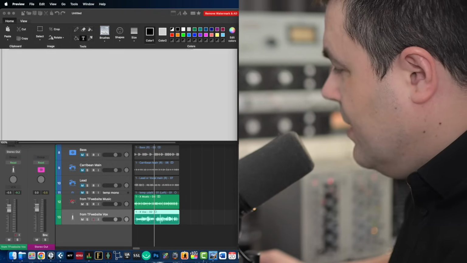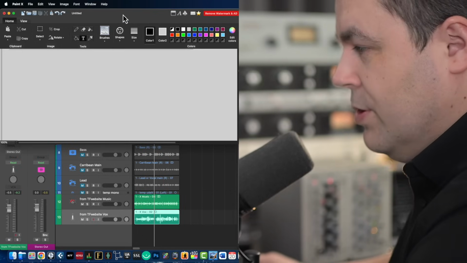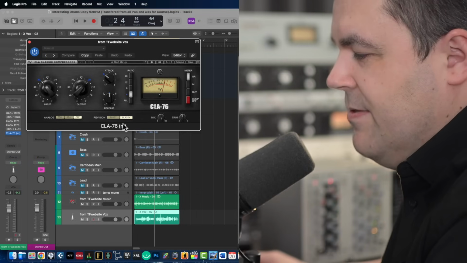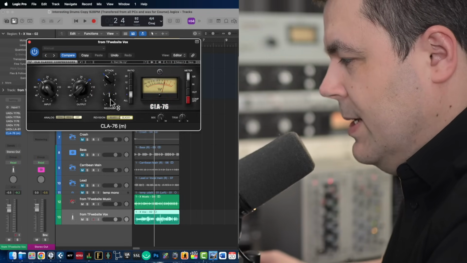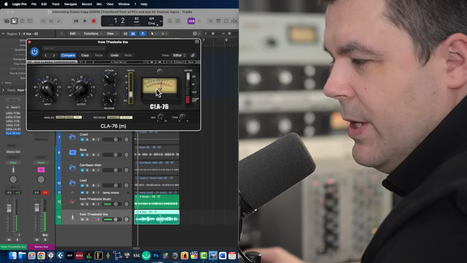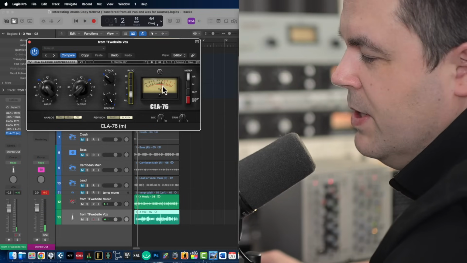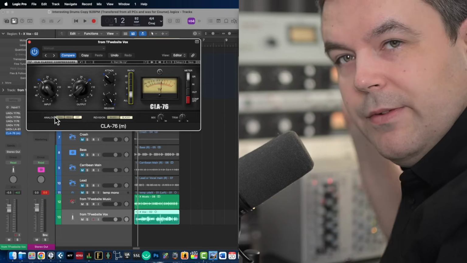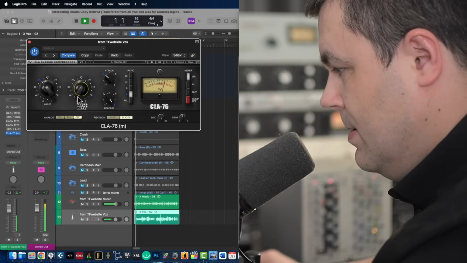So Waves CLA76, they came to Chris Lord-Alge to his studio and said, Chris Lord-Alge, let's emulate your compressors. So it's a black face, this is Blue Stripe. I use his settings, attack 3, release 7, 4:1. VU meter is not real on this plugin at all. The needle of this VU meter jumps back and forth too quickly. My real 1176s don't do anything like this.